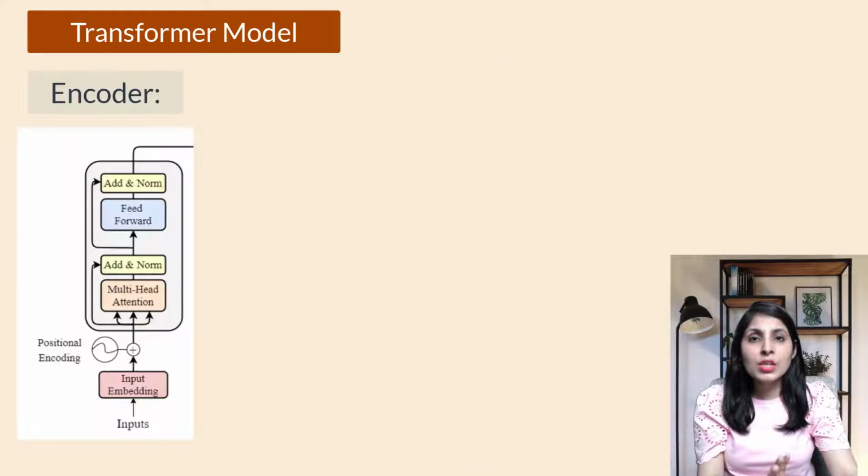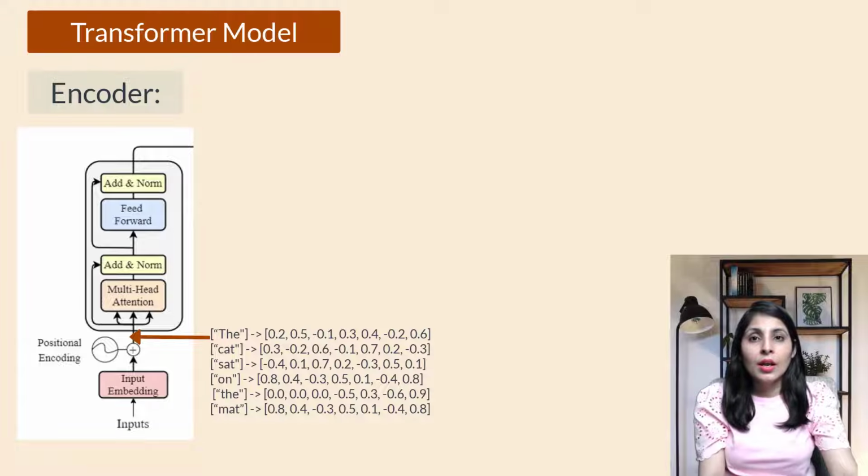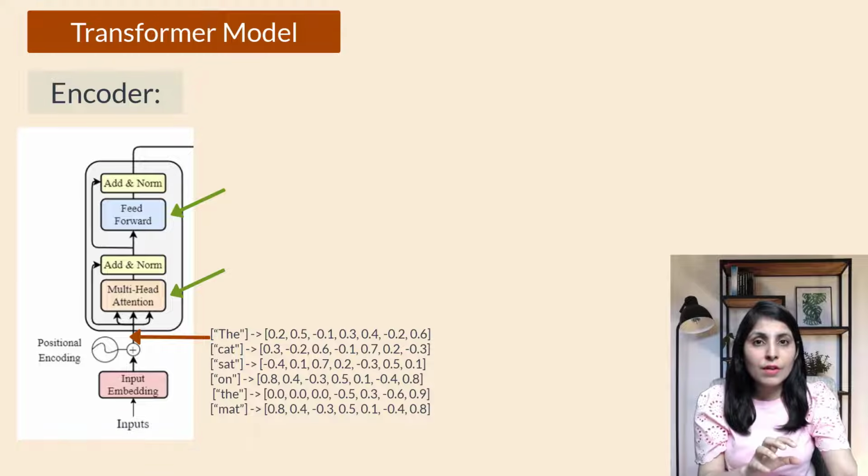The input sequence is passed through multiple encoders. Which input sequence? The input sequence which you get from the positional encoding. Each encoder consists of a self-attention mechanism and a feed-forward neural network to capture the contextual information and dependencies between the words. Now let's understand this multi-head attention layer. What is this multi-head attention layer? This is the self-attention task. Now let's understand what this layer is doing exactly.